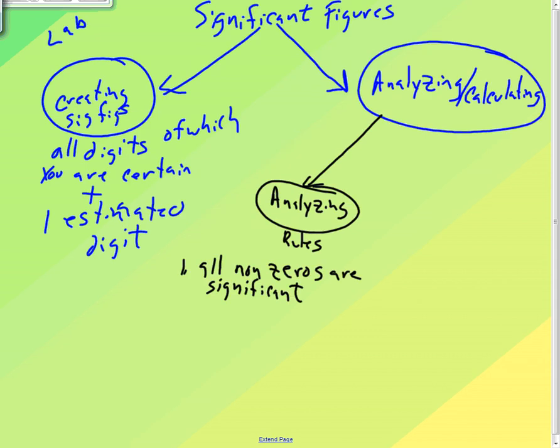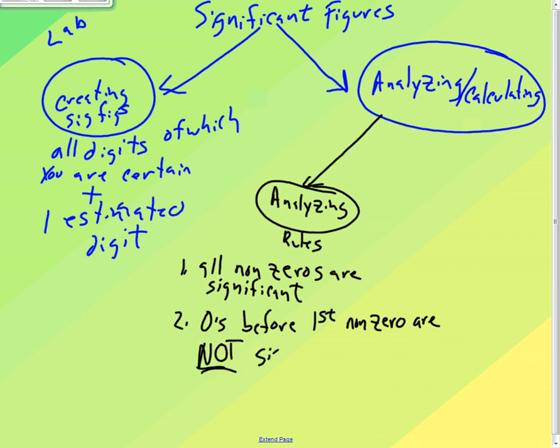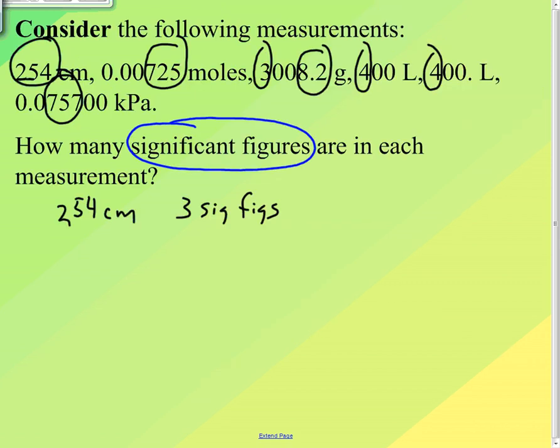Rule number 2: zeros before the first non-zero are not significant. Okay? So, what does that mean? Zeros before the first non-zero. Let's go to red for this. Look at, I have 3 zeros.